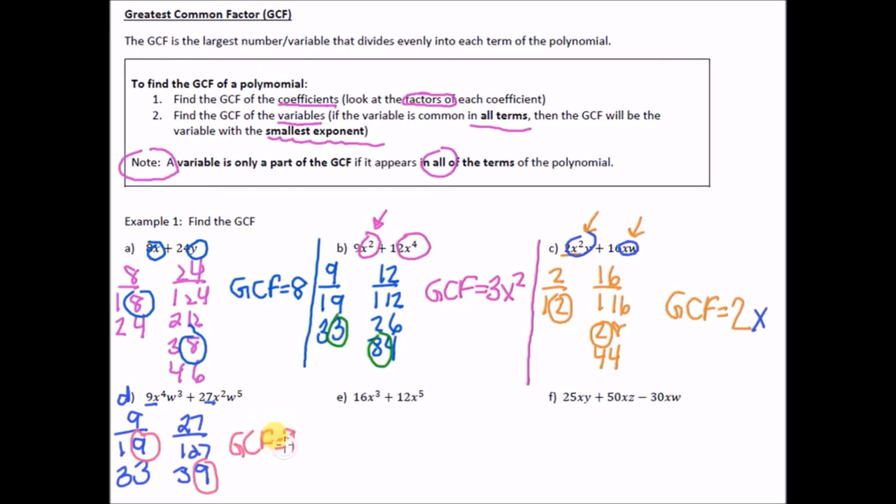Now let's take a look at the variables. We have x squared and x to the 4. So the x's are common in both, so we take x squared because it's the smaller exponent. Now w cubed and w to the exponent 5. w is common in both, so we take the lower exponent, w cubed.